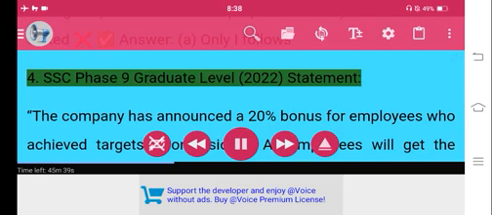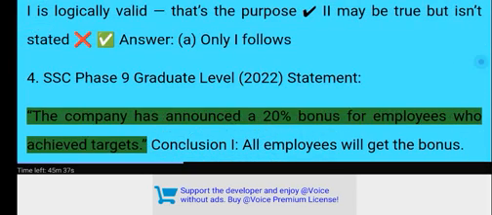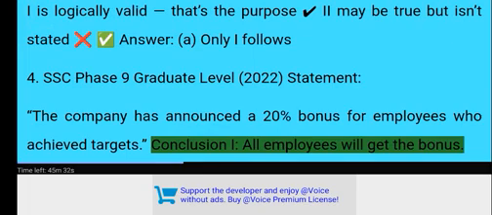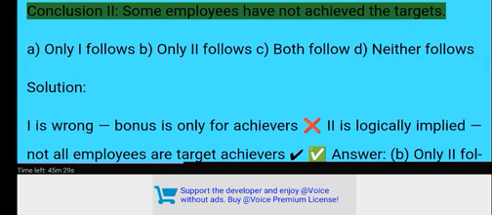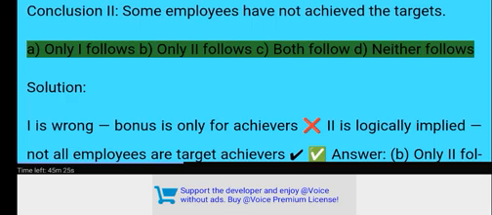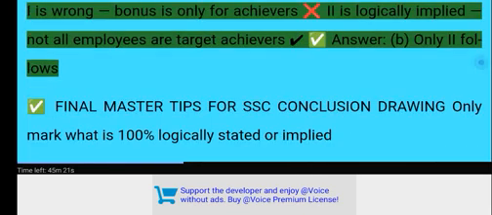Question 4, SSC Phase 9 Graduate Level 2022. Statement: The company has announced a 20% bonus for employees who achieve targets. Conclusion 1: All employees will get the bonus. Conclusion 2: Some employees have not achieved the targets. Solution: 1 is wrong. Bonus is only for achievers. 2 is logically implied. Not all employees are target achievers. Answer: B. Only 2 follows.